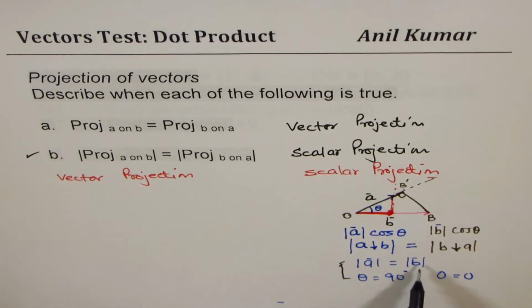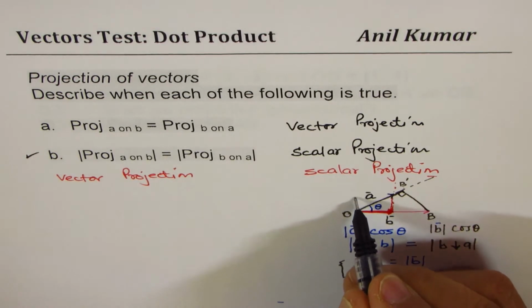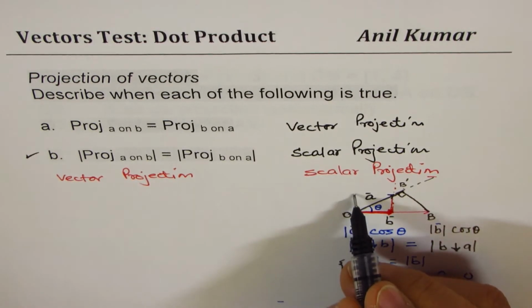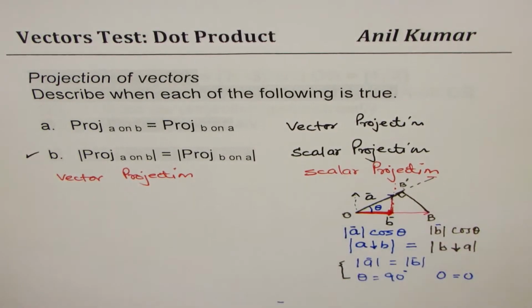Magnitude of A equals magnitude of B, or the angle theta is 90 degrees. That is to say, if I have a vector like this, then their projection on one another is going to be 0, right? Shadow will be at noon position. Do you see that? Okay.